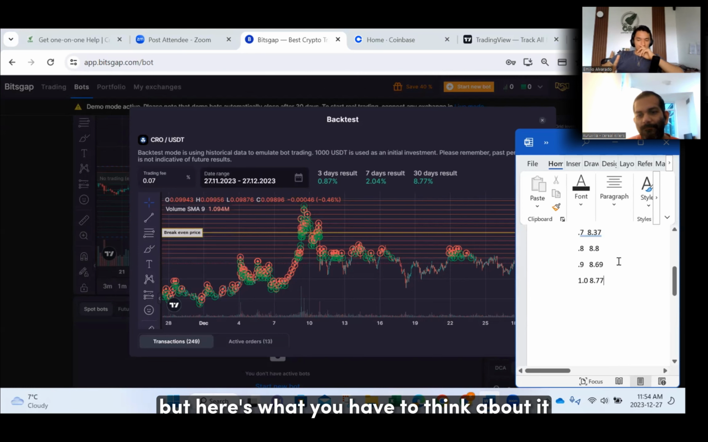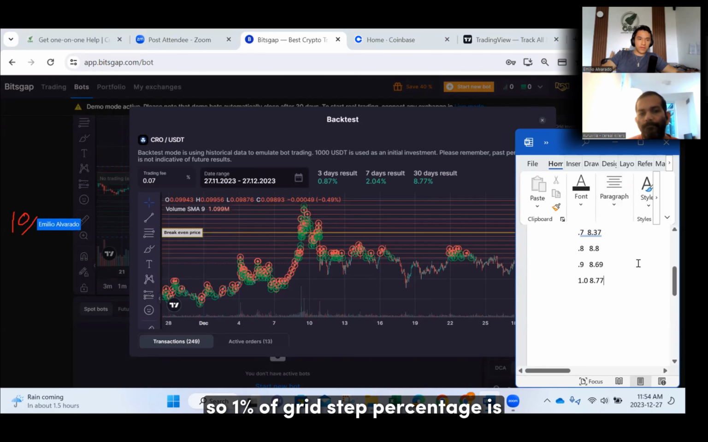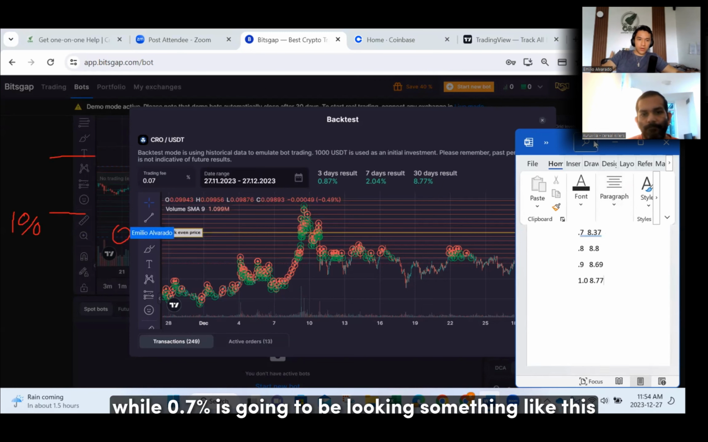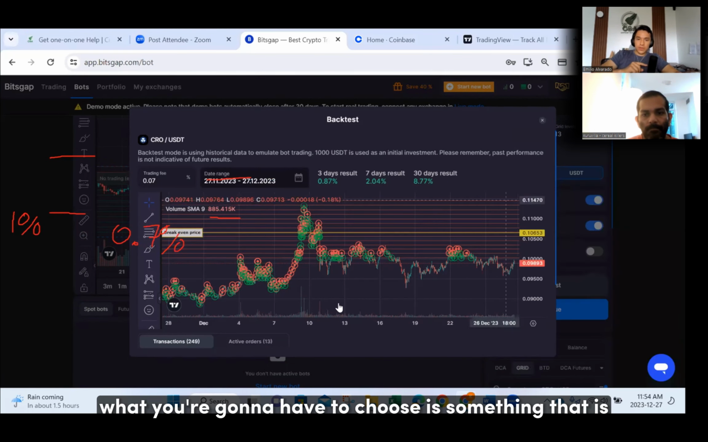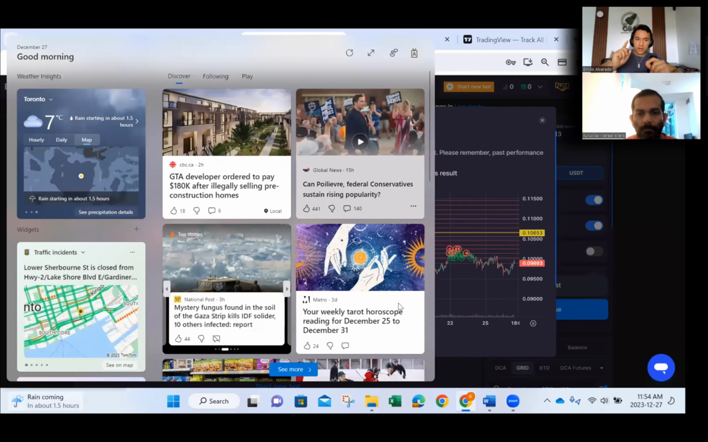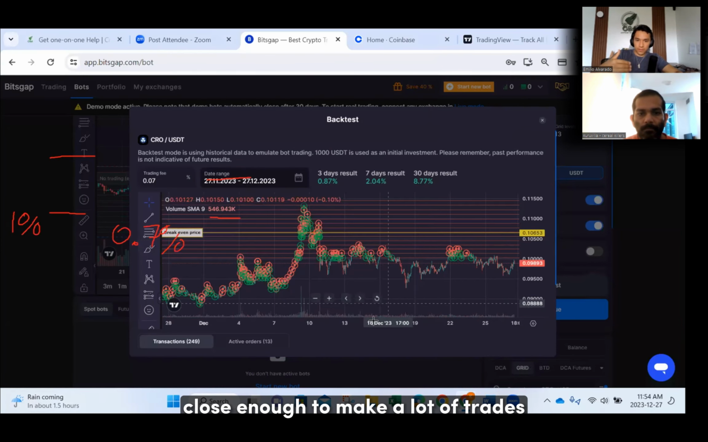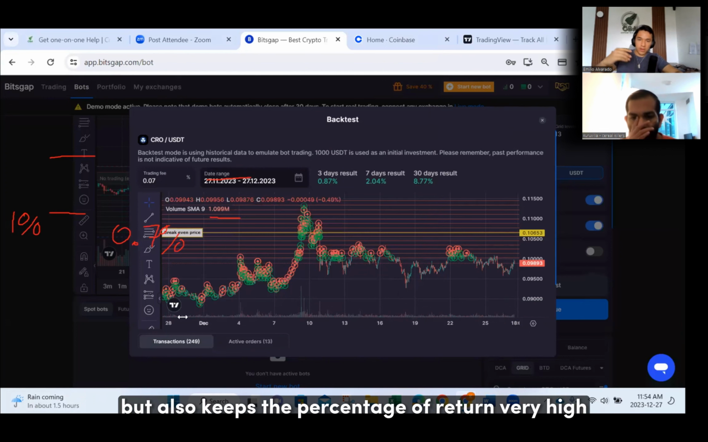But here's what you have to think about. The higher the grid step percentage, the less likely the bot is gonna trigger a buy and sell order. So 1% of grid step percentage is gonna look something like this, while 0.7% is going to be looking something like this. What you're gonna have to choose is something that is close enough to make a lot of trades, but also keeps the percentage of return very high.